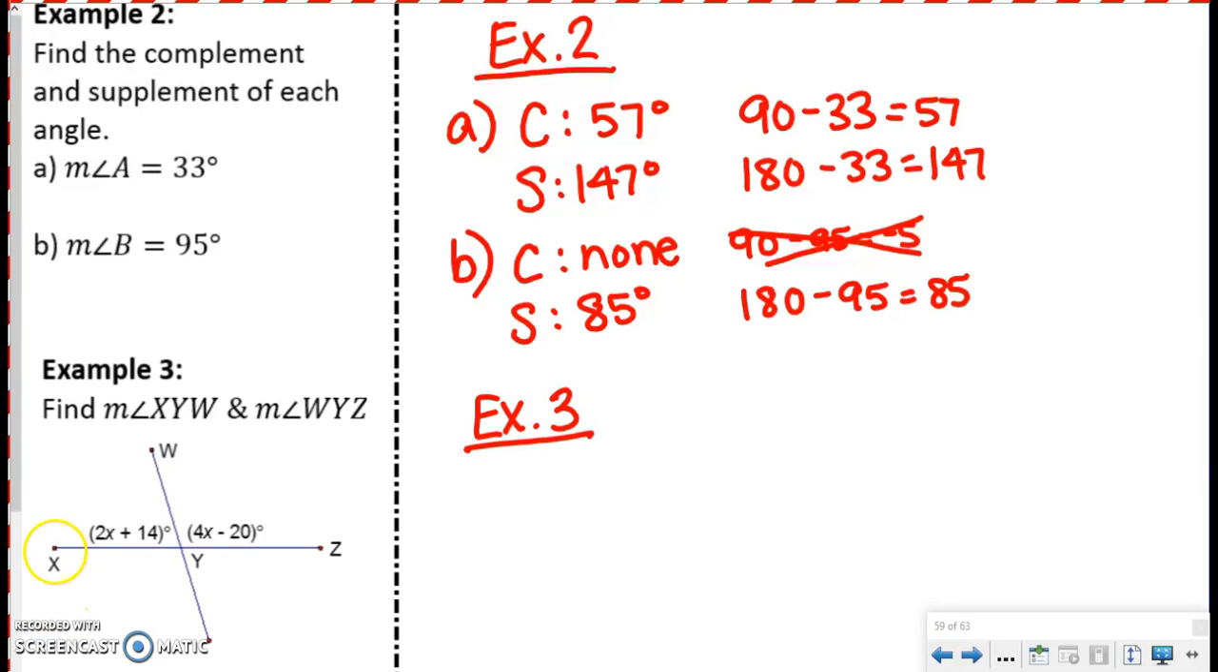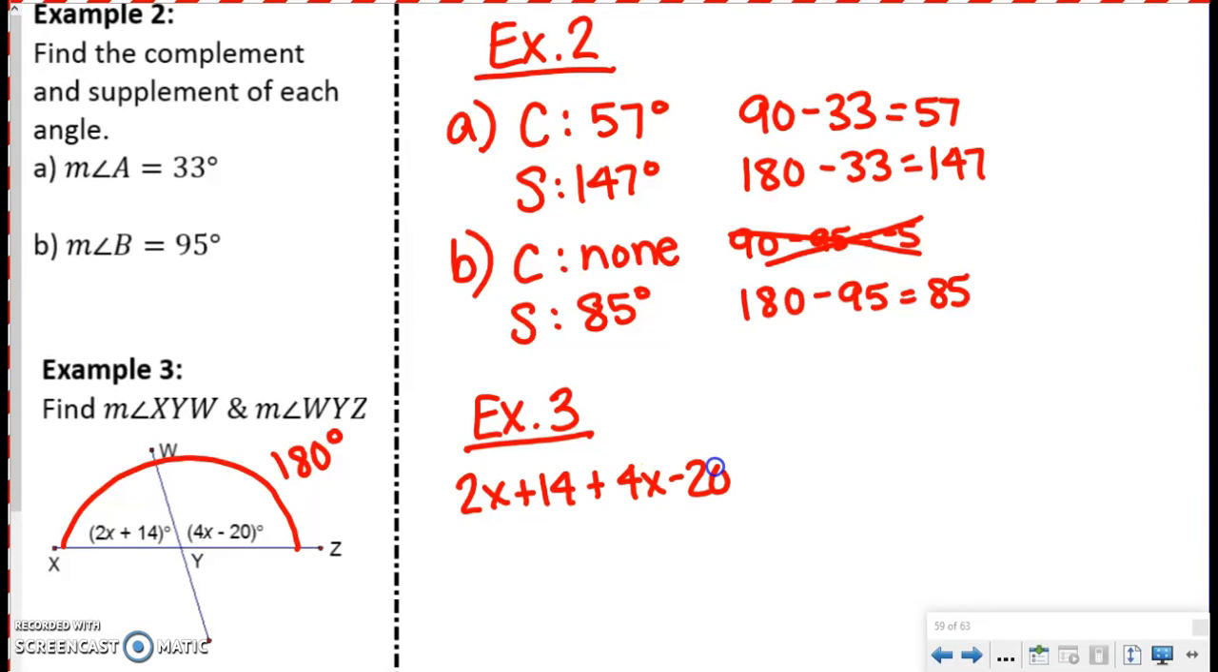All right, so notice we've got a straight angle, angle XYZ, and if I measured from here to here, that would be 180 degrees because that's what a straight angle is. So then by angle addition postulate, you know this angle plus this angle has to equal 180. So then these are supplementary angles, and they're also a linear pair because you've got your line with this and you've got your two angles. So then 2x plus 14 plus 4x minus 20 has to equal 180 degrees.